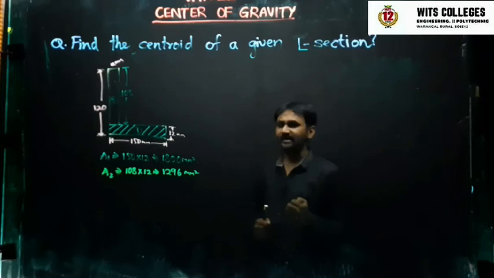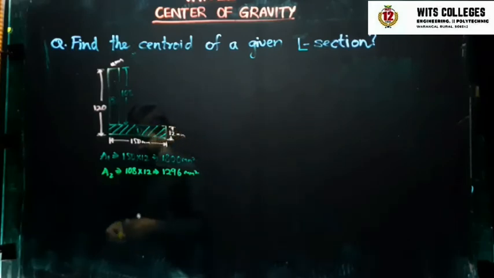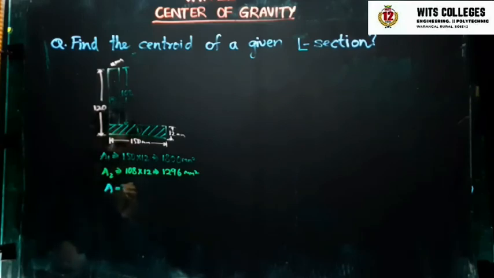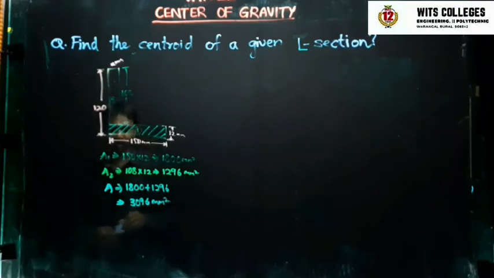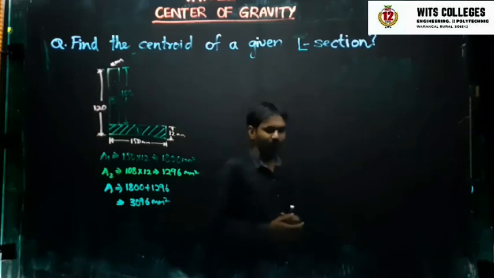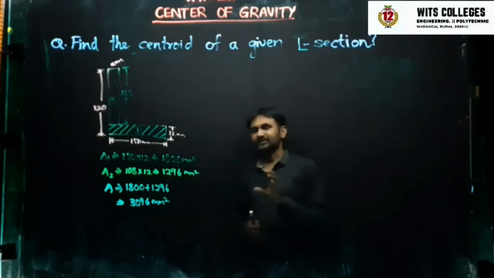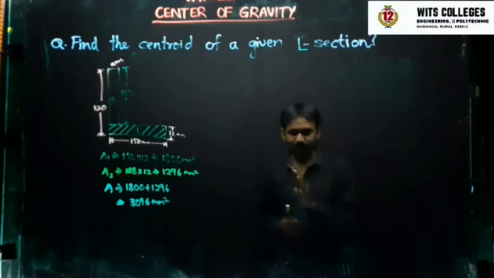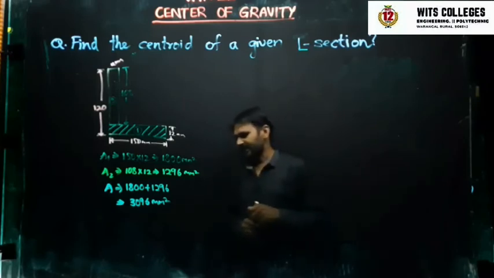Now you have to calculate the total area. What is your total area? Total area is equal to capital A equal to A1 plus A2, that is 1800 plus 1296, which will be 3096 mm square. This is your total area of the figure. Now you have to calculate x1, y1, x2, y2, then you can go for x bar and y bar directly.